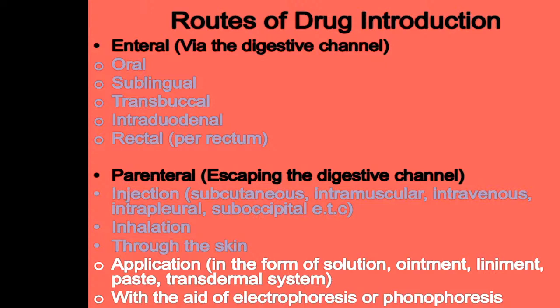So, first of all, let us discuss a little the routes of drug introduction. We distinguish enteral and parenteral. Enteron in Greek means intestine. That's why enteral is introduction via the digestive channel. Parenteral, escaping the digestive channel. Via the digestive channel, we use oral introduction, or per os, abbreviation PO.